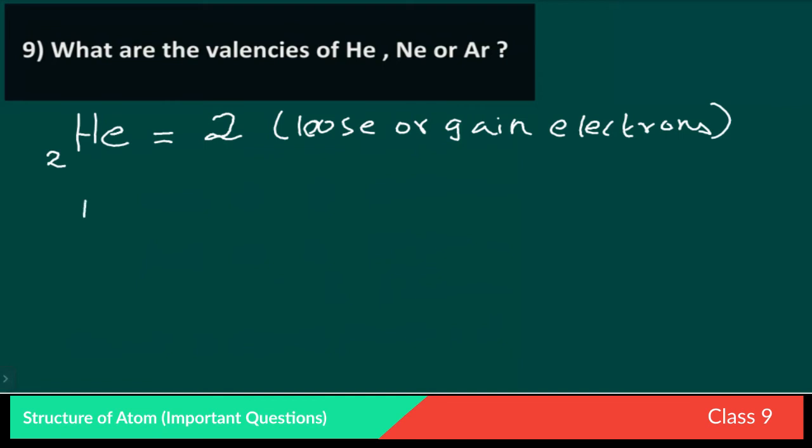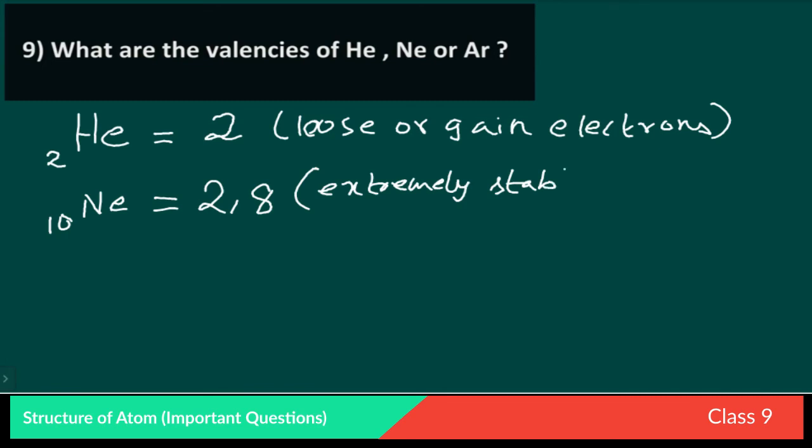Similarly, if you see neon, it has the atomic number 10. So I can write it as 2, 8. The same case will be applicable for neon also, as it has 8 electrons in the outermost shell. So by the rule of octet, it is also extremely stable.